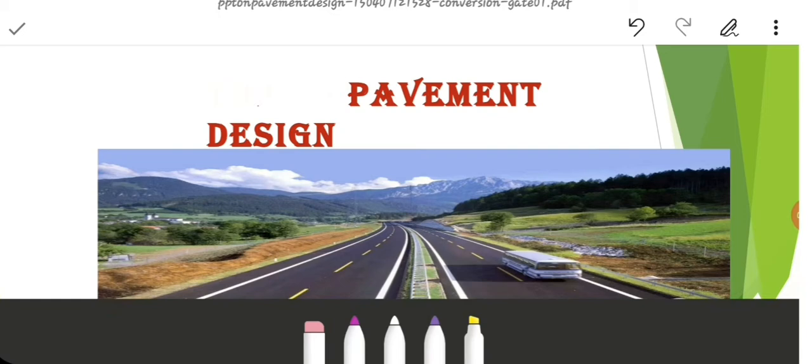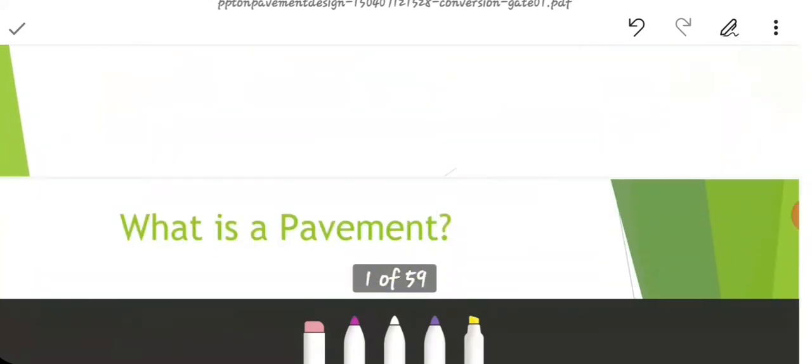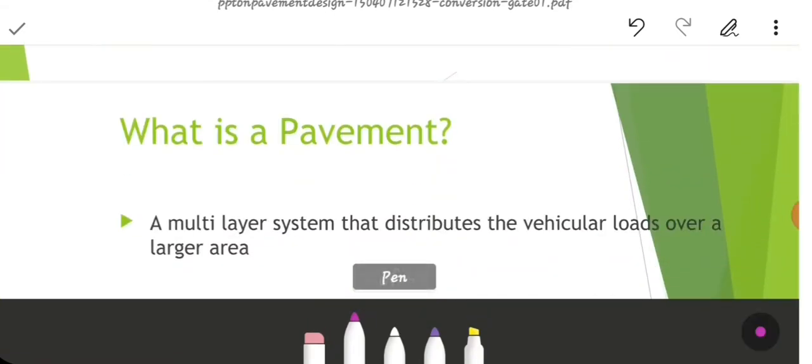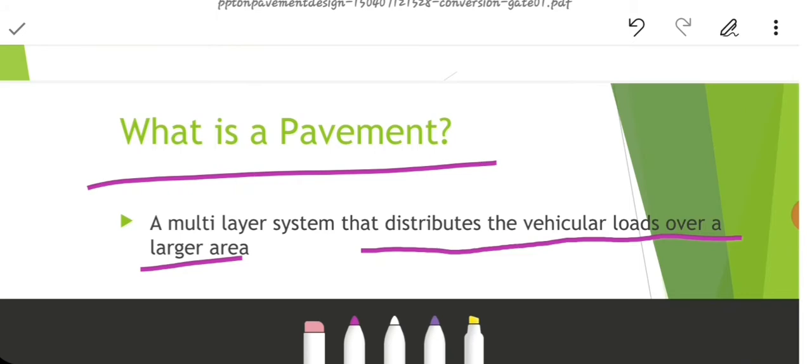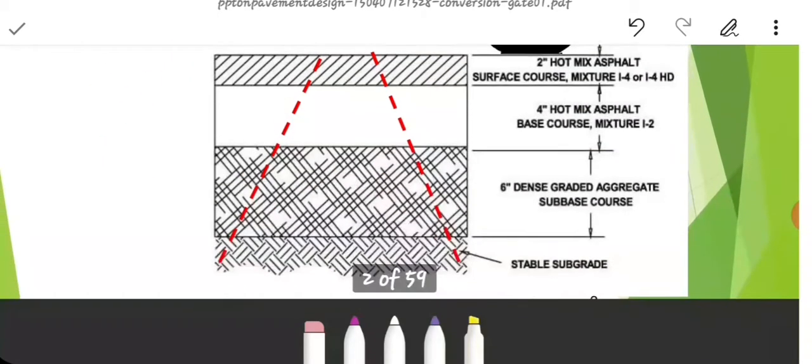In this video I will try to cover the basic idea of pavement. So let's see. First of all we should know what is pavement. A multi-layered system that distributes the vehicular loads over a large area. Okay. You can see the picture of pavement.